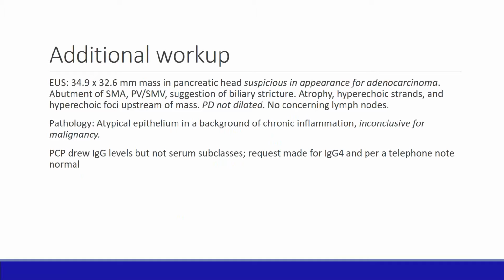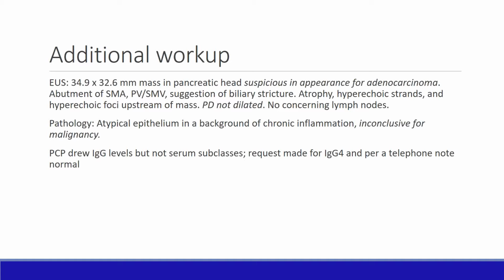After seeing this CT scan, he had an endoscopic ultrasound, again at the outside hospital, demonstrating a 3.5-centimeter mass in the pancreatic head that appeared suspicious for adenocarcinoma. There was abutment of the SMA, portal vein, and SMV, suggestion of a biliary stricture, and some associated atrophy. The pancreatic duct did not appear dilated, and there were no concerning lymph nodes. A biopsy was obtained and was inconclusive for malignancy.